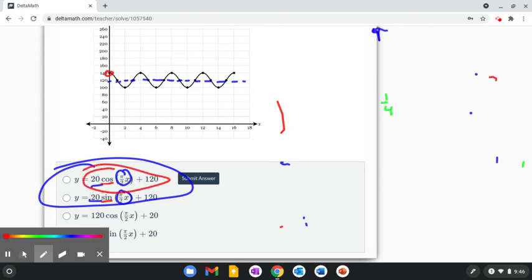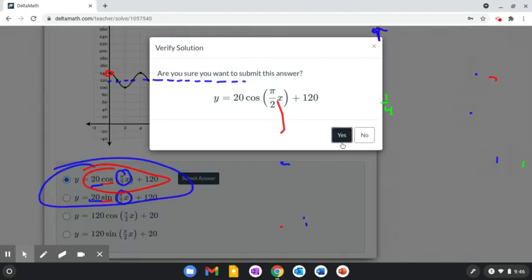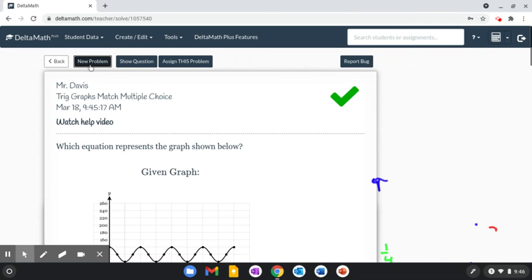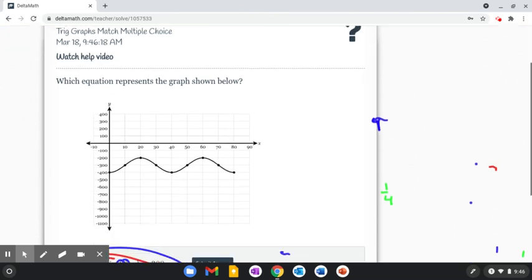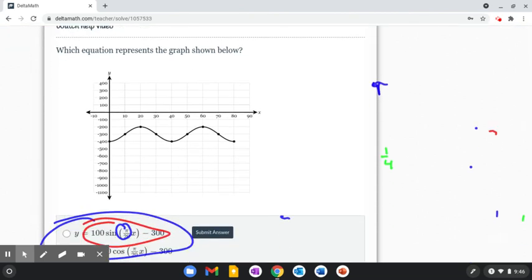So just use the process of elimination. You don't necessarily have to identify every single feature. Just find the one that makes it distinct from the others. Let's try another one. Clear the board.